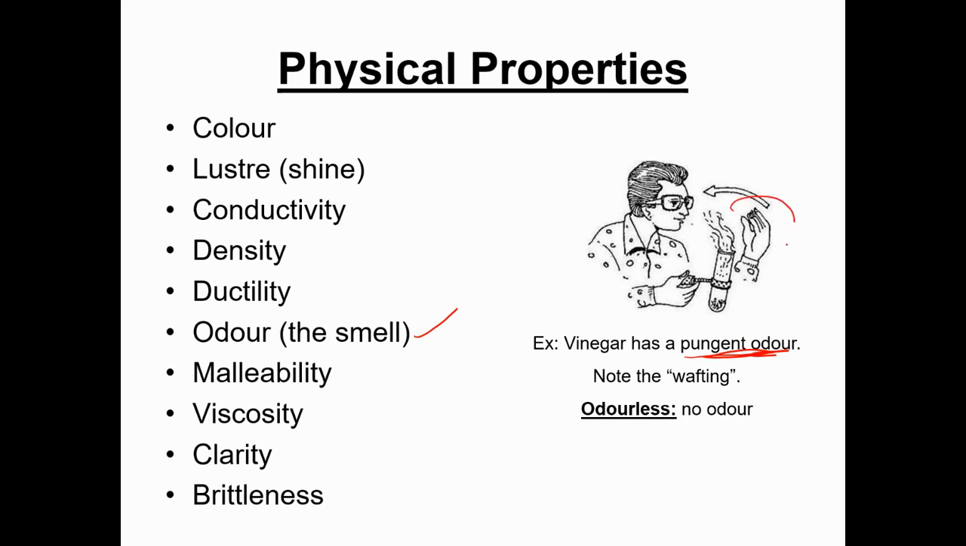Notice this person is wafting rather than inhaling the fumes, right? You waft some of the particles towards your nose, providing that you're allowed to actually smell the substance. You always want to read the safety information ahead of time. If something does not have an odor, we say it's odorless. So, for example, water doesn't have an odor, so we can say it's odorless.